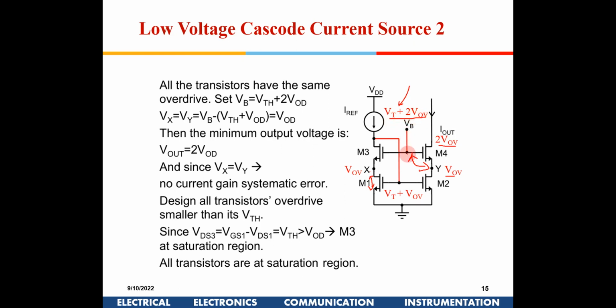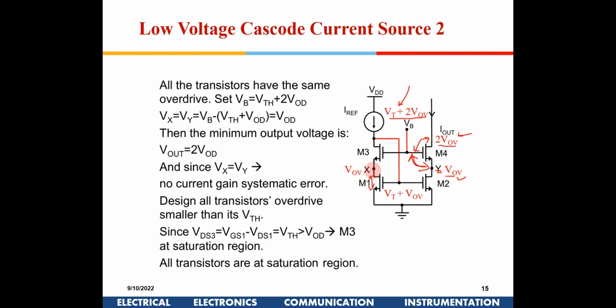If I have VT plus 2 VOV out here, from here to here, 1 VT will be dropped for this transistor to be just at the edge of saturation. So that VT will vanish. So 2 VOV means the headroom required here is very, very small. Another advantage is, from here to here, another VT plus VOV will be dropped, so the voltage at Y will be VOV.